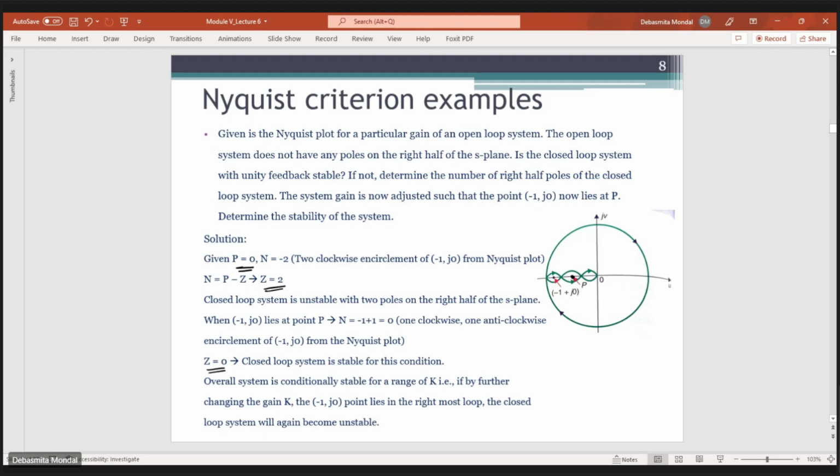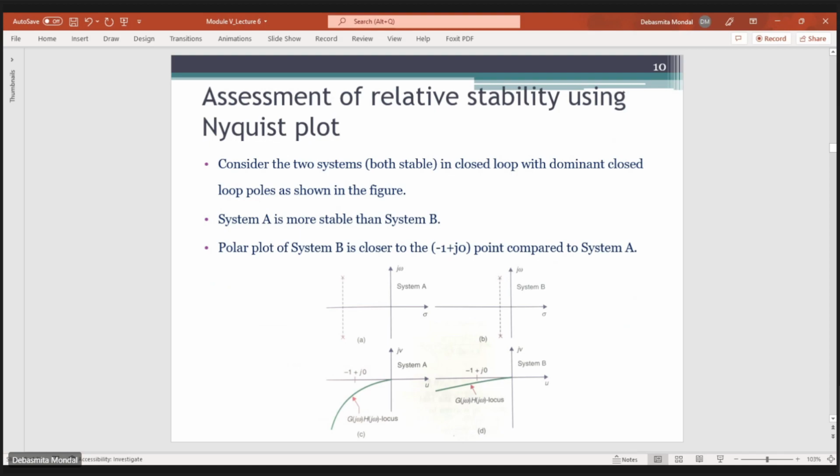So till now we have seen that we can comment on the absolute stability of the closed loop system from the Nyquist plot. We can either say whether the closed loop system is going to be a stable one or an unstable one. But sometimes that information is not always sufficient, right? We need to know how stable the system is, or rather how much gain we can change so that my system still remains in the stable region and doesn't go into the unstable region. That is the measure of relative stability.